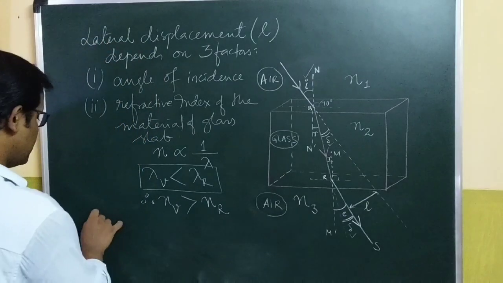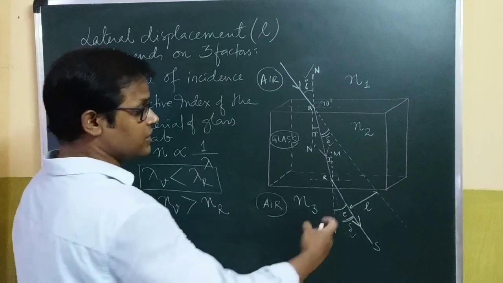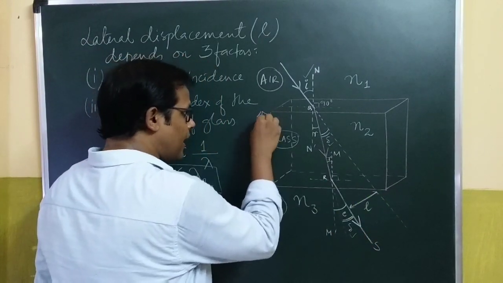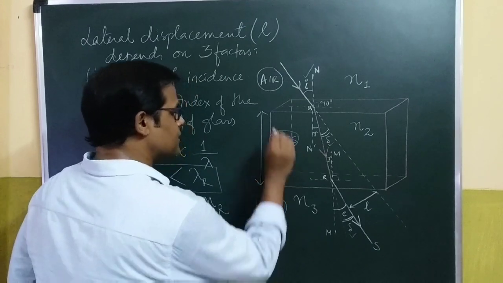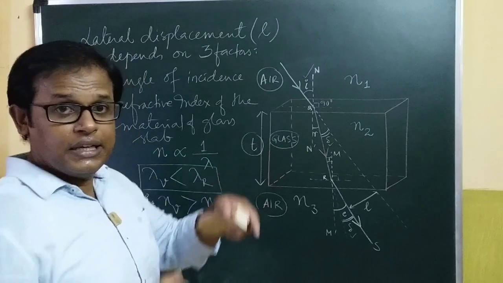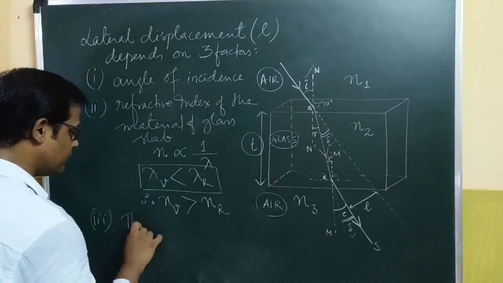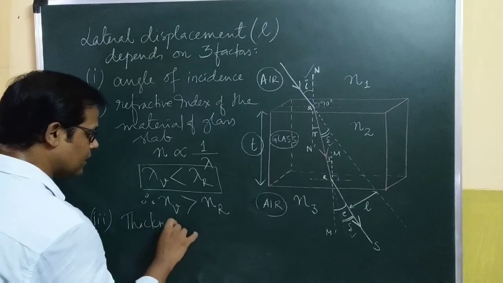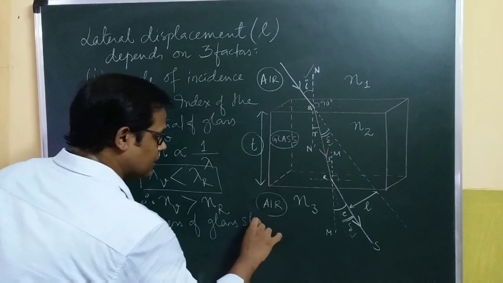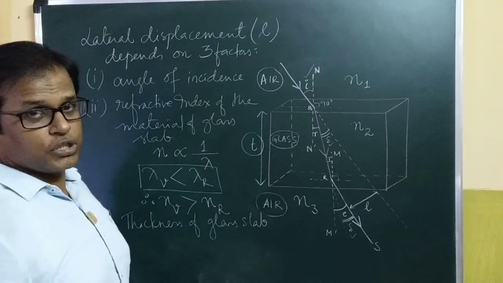Alright. So at the same time, the third factor on which this lateral displacement depends is the thickness of the glass slab. How thick is the glass slab, which I am denoting by T. So here I am writing, the third factor is the thickness of the glass slab. And on all these three factors, the lateral displacement is directly proportional.